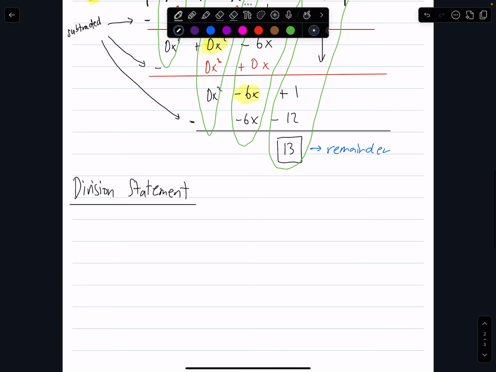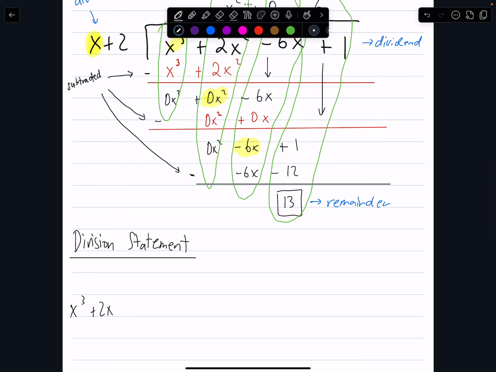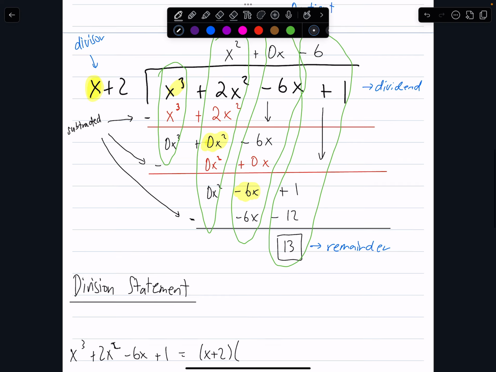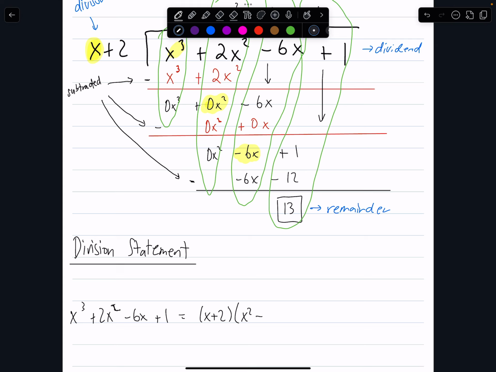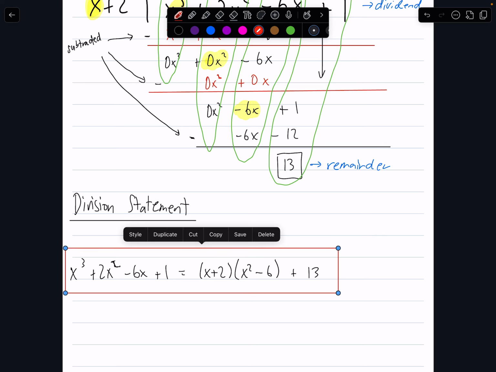So what is my dividend? My dividend is x cubed plus 2x squared minus 6x plus 1, which is equal to my divisor, x plus 2, times my quotient, which is, now here I can just put x squared minus 6. The only reason I had the 0x was for the alignment. It actually is 0, which we know. And then plus 13. And this right here, my friends, is my answer.